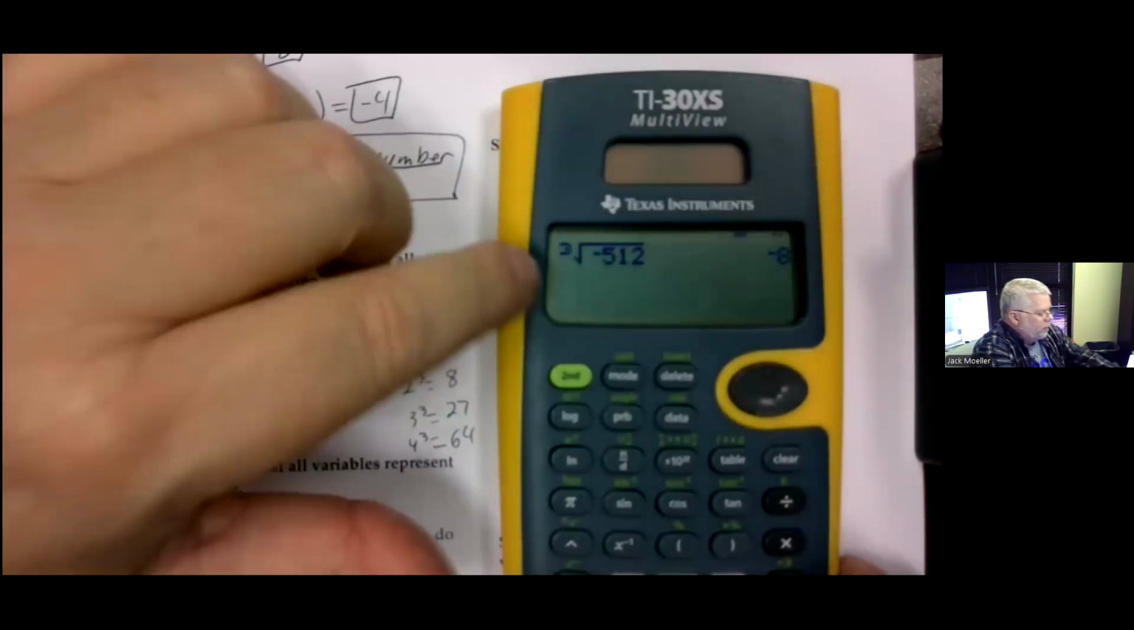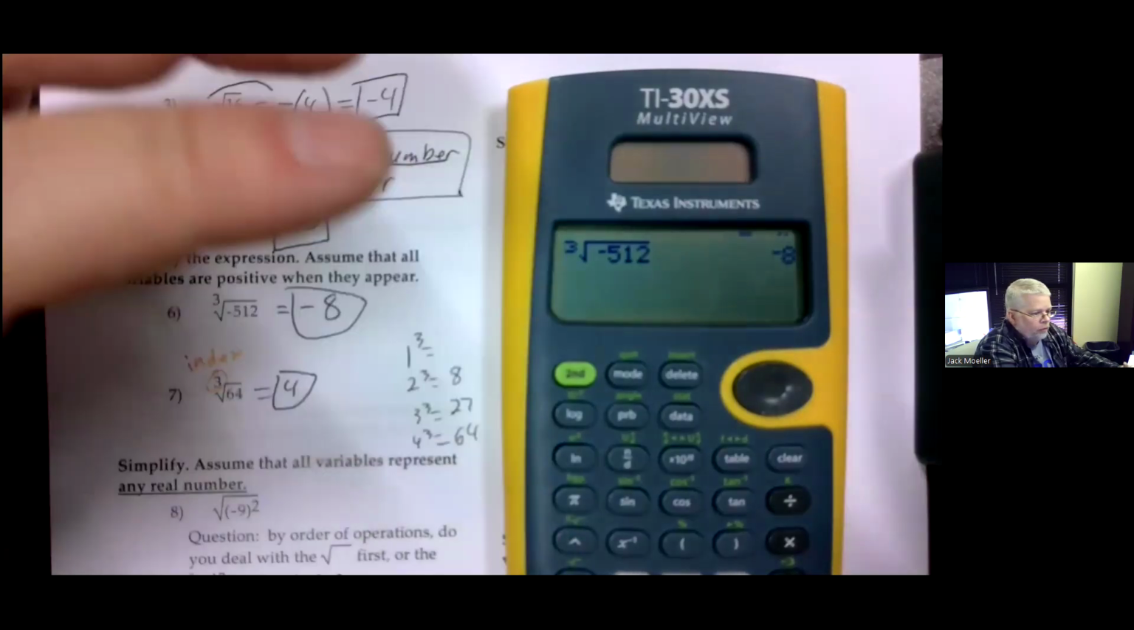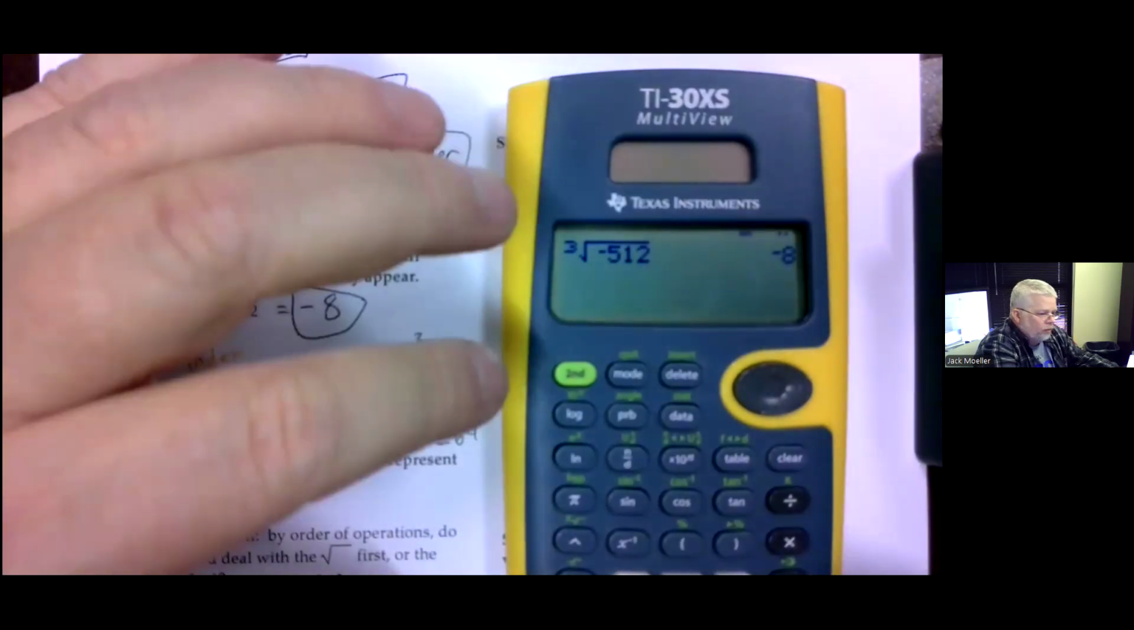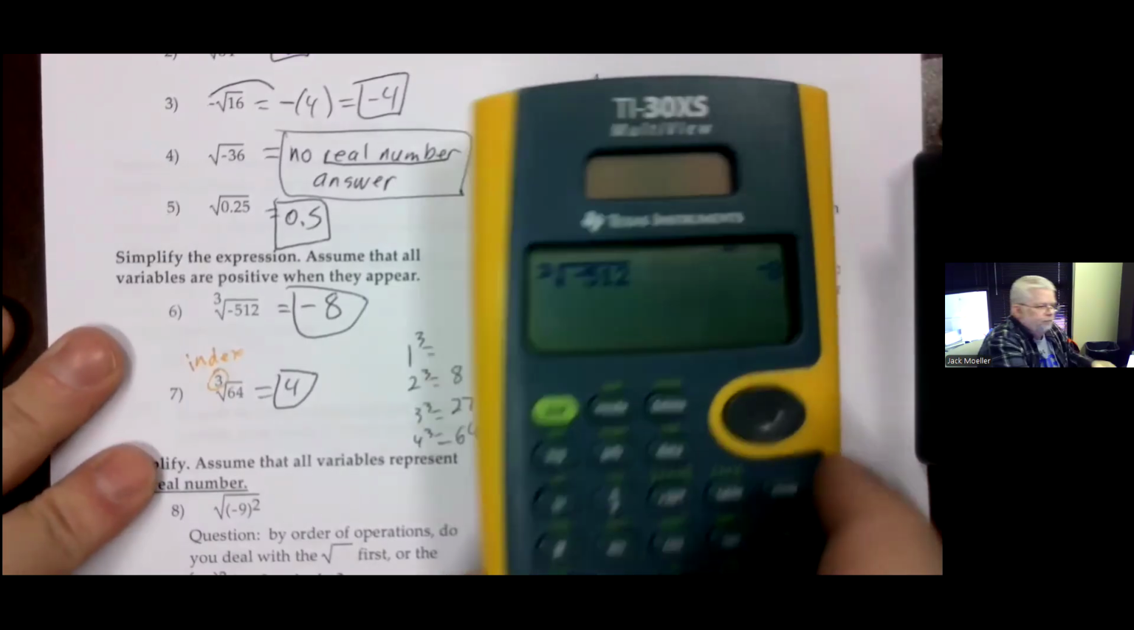So as you're going through the homework, play around with the calculator, make sure you can do square roots, cube roots. 4th root, 5th root would be the same way. You just do the 4 or the 5 first. Some calculators are a little bit different, so whatever your calculator is, make sure you can operate it.